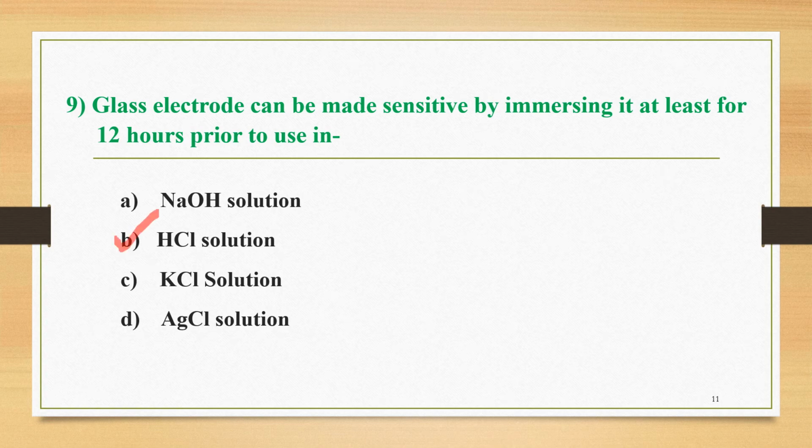So in order to make the glass electrode sensitive, we have to immerse it at least 12 hours before in HCl solution of 0.1 molar.